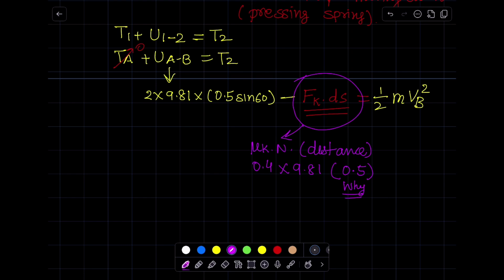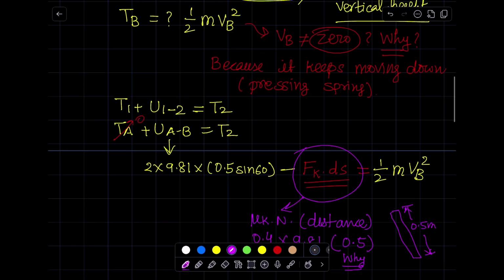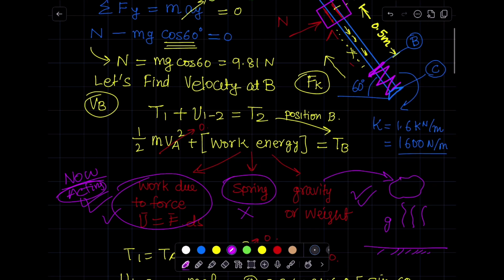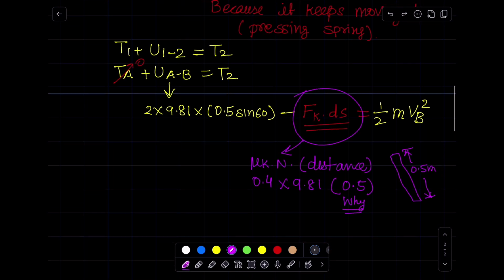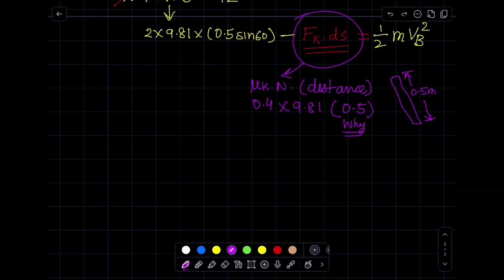Now question is why we use the 0.5. So in case of the friction, we always take the absolute or actual or real distance. So in this case, the collar will travel up to 0.5 meter, okay. So in that case, we have used the actual value of the distance.